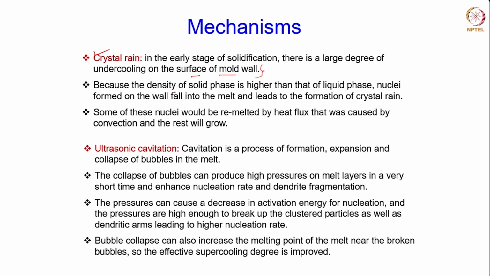Now, we know that the density of the solid phase is higher than the density of the liquid phase, and therefore the solid nuclei which formed on the wall will fall into the melt and lead to what is known as the crystal rain.